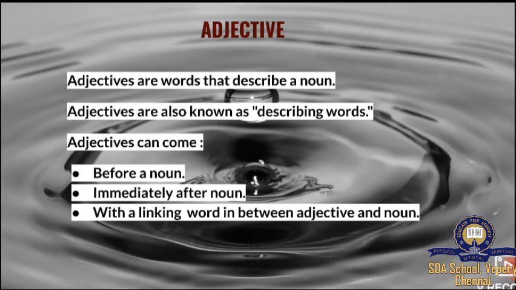Adjective. Adjectives are words that describe a noun. Adjectives are also known as describing words. Adjectives can come before a noun, immediately after a noun, or they come after a noun and in between there will be a linking word. So they may come in three places.